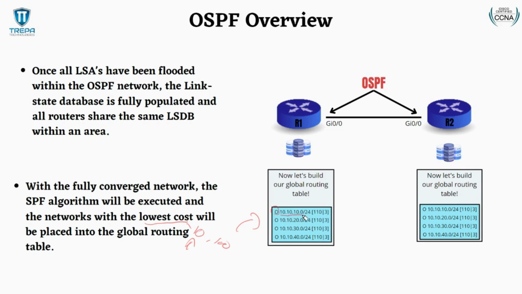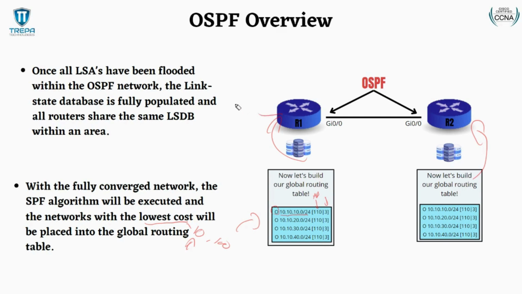O for OSPF, the destination network, administrative distance, and then the cost right here. So this route that was placed into the global routing table came from the fully converged link state database of R1 or R2 here. And then once we're in that fully converged state, we don't send any periodic updates, like let's say RIP would, until there's a change in the topology.